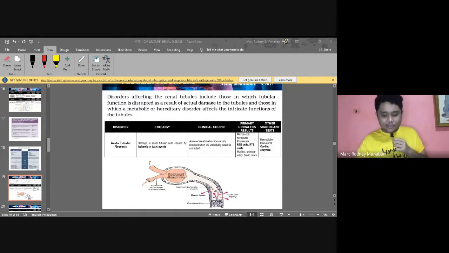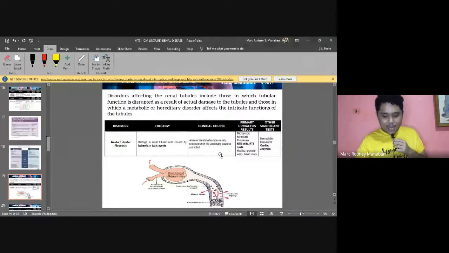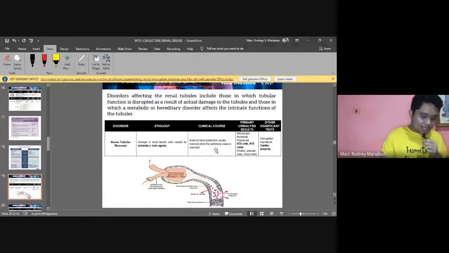But again, the damage can be reversed as long as the underlying agent, such as the drug or medication, or the ischemia is corrected. So if it is removed, your function can return to normal. Okay? All right, so that's for your acute tubular necrosis.